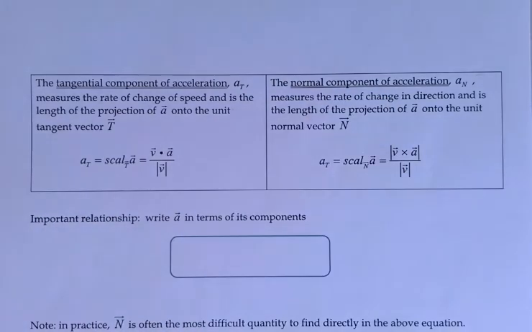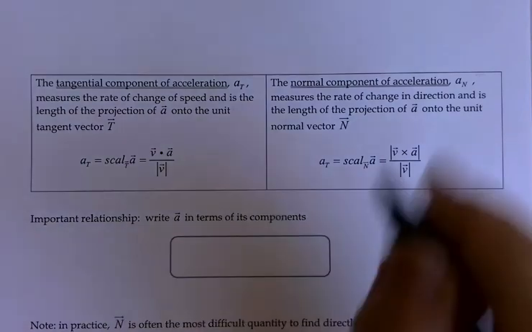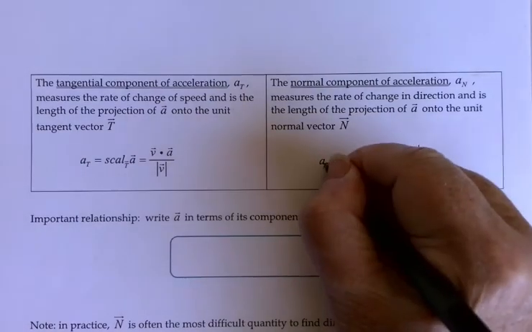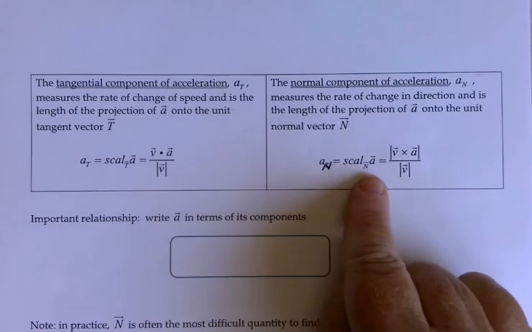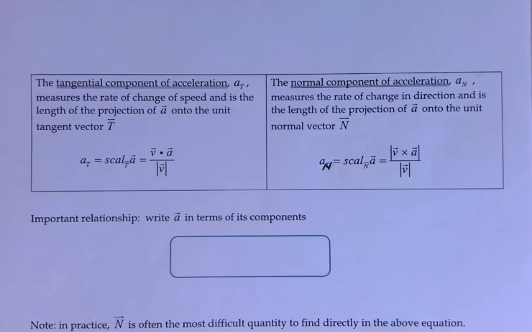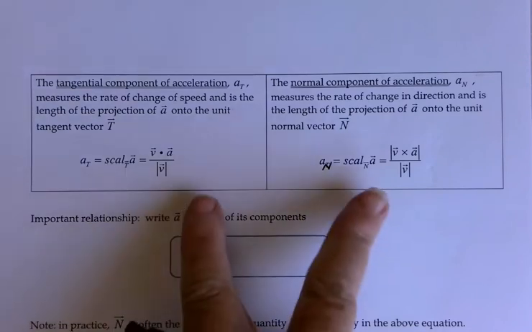And the normal component of acceleration, a sub n, and there is a typo here, is the scalar component of acceleration in the normal direction. And we can find that by taking the magnitude of v cross a divided by the magnitude of v. Now, I haven't actually shown you where those formulas came from. Again, this is just a really long section, so I would refer you to the book if you're interested. But the only thing you'll have to do for my class is to be able to use those.